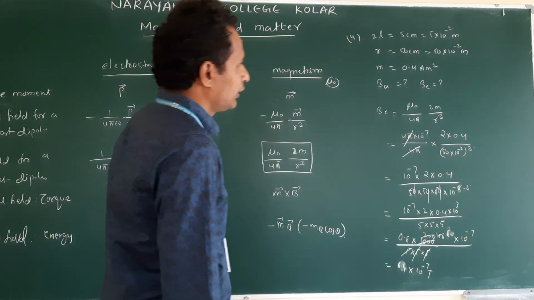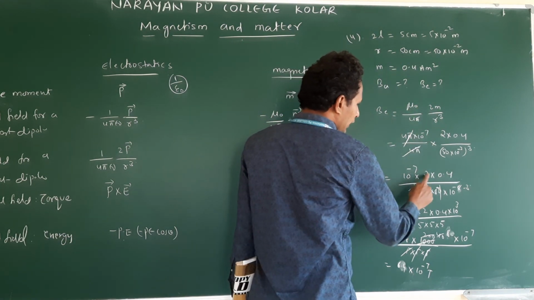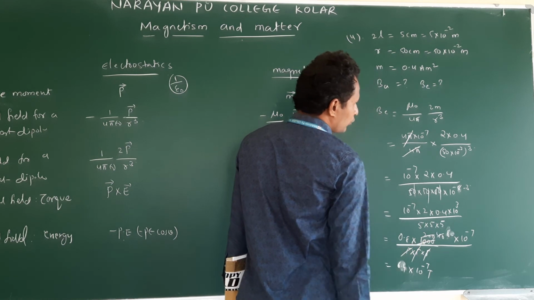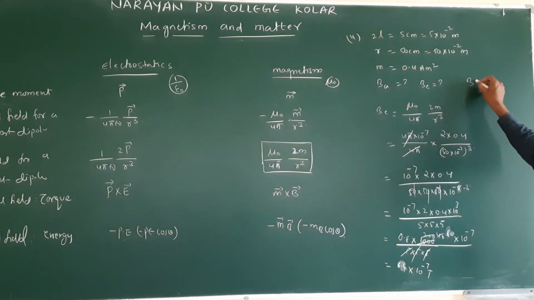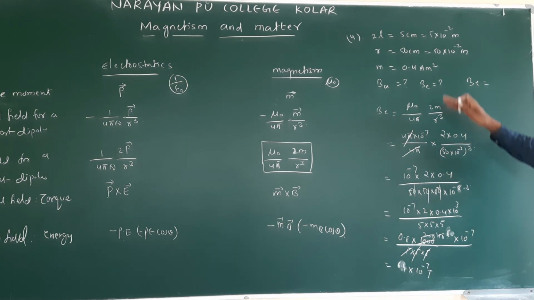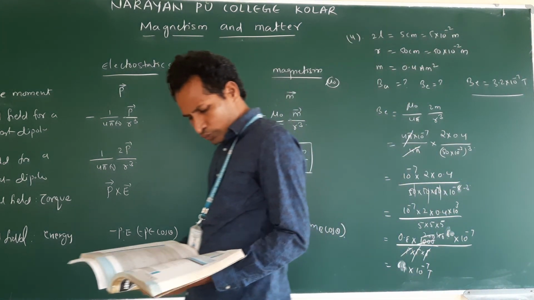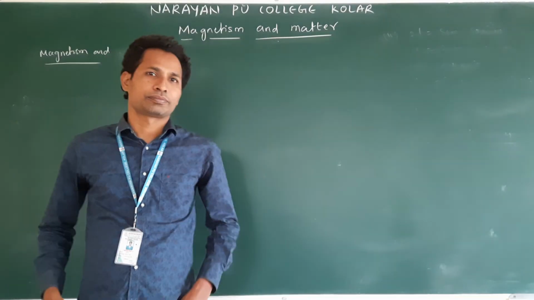That is the axial line. Then for the equatorial line, what will happen? Again the same procedure, but we do not have a 2. On B equatorial, we do not have a 2 term. I am explaining, right? Again the same formula, but instead of 2m, write only m. The calculation remains the same. Here we got 6.4, so then we will get 3.2 into 10 power minus 7 Tesla. Clear? So make a note. Okay, next.